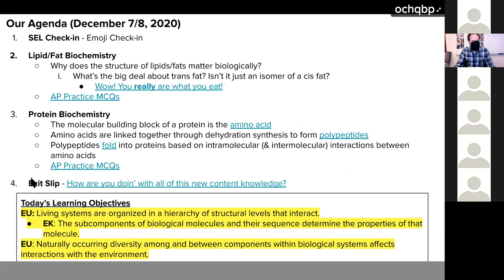Again, I hope you look at these agenda slides, whether it's the day of class, where they pop up, or when you go through the notes to look at them on your own. It's a pretty big one that we've been focusing on now for the last couple of class periods. And it's this idea that the subcomponents of biological molecules and their sequence, right, the order in which they appear, determine the properties of the molecule. Okay, so it's so important that I'm highlighting it now, but much of what we're going to do today is built around that very idea.